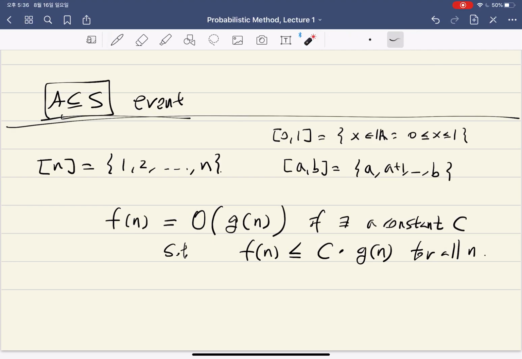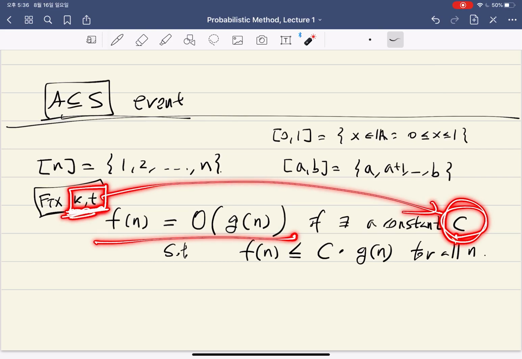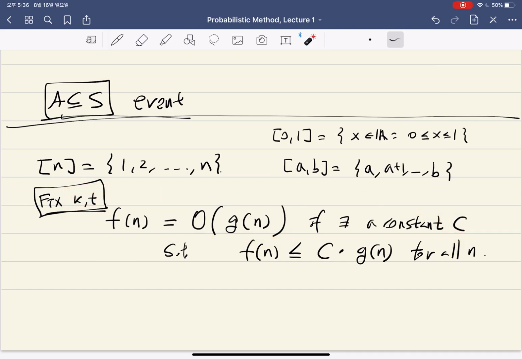So this constant c may depend on other variables. If we fix, say, k and t, some other variables k and t, let's say we always fix something and then we say this happens. Then c might depend on k, and c is a fixed constant when k and t are fixed. So it could be a function of k and t, but if they are fixed, then it is a constant.